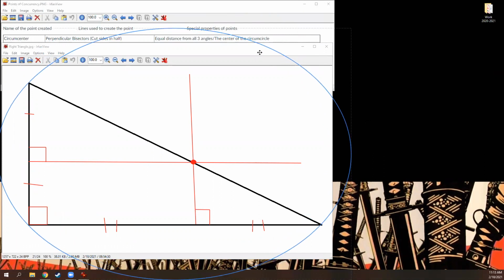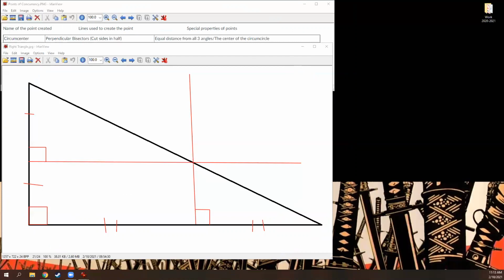Yeah, that's what the circumcircle looks like on the right triangle. It's pretty big and out there. But all you really need to know is that the circumcenter is on the hypotenuse of a right triangle.